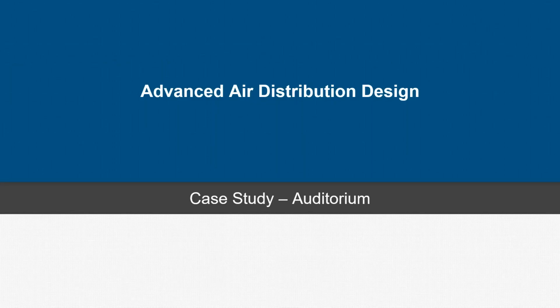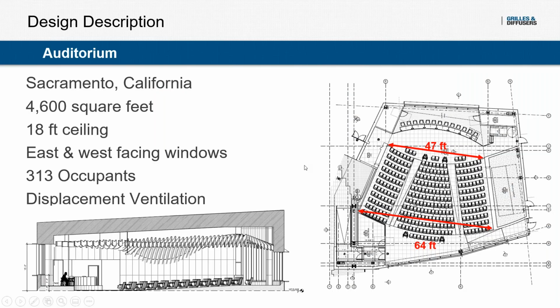So this really wraps up how to condition some of those tall and large spaces using a mixing system. And now Mike is going to be going over how to condition these systems using displacement instead. Thank you, Sandrine. So the case study that I'm going to be looking at is going to be an auditorium.